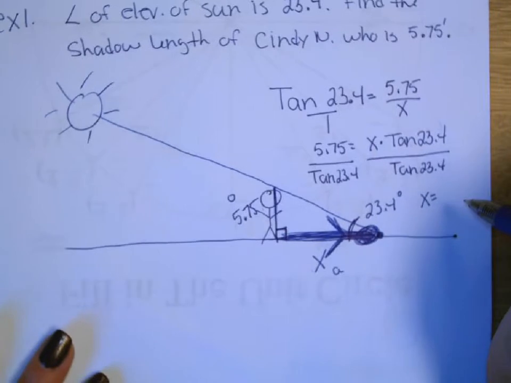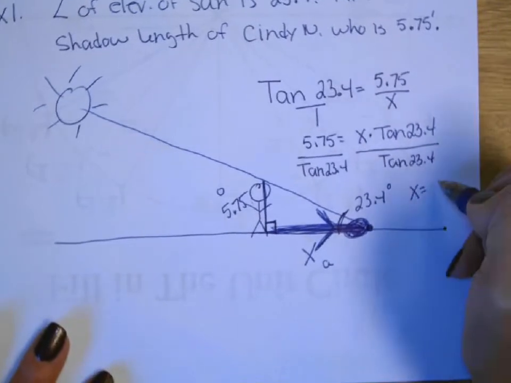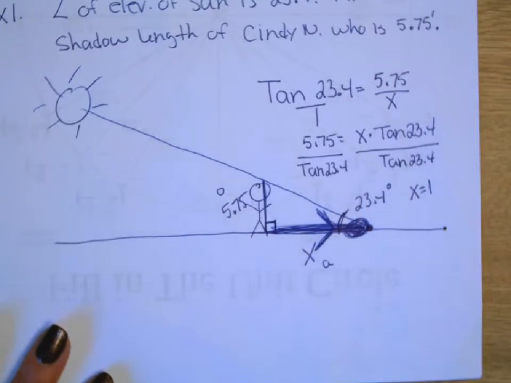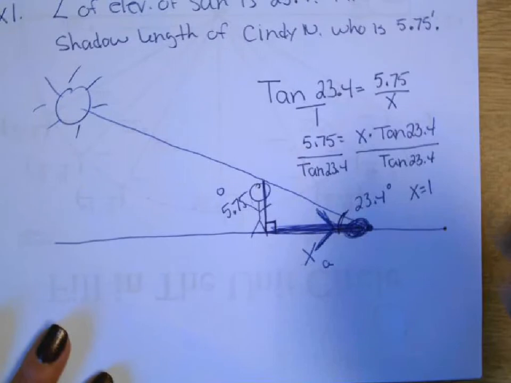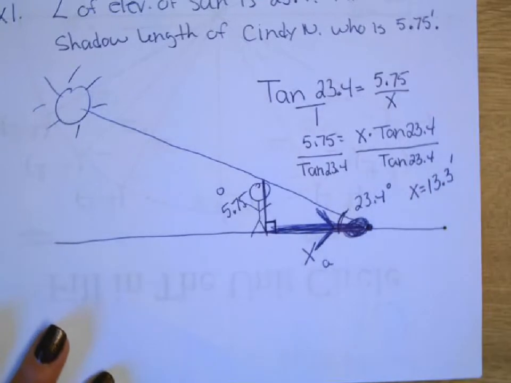Okay, so how long is her shadow? I got 13.29. What do they got in the book here? 13.3. Oh yeah, 3 sig figs. Any questions on that one? Pretty good.